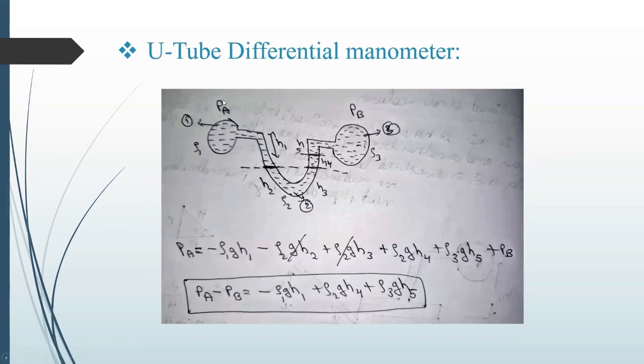First, let us know what is meant by the U-tube differential manometer. As you can see here, this is the U-tube shaped glass tube. One end is connected to one compartment and the other end is connected to another compartment. This compartment is rho 1 we will take, this is the rho 2 liquid, and this is the rho 3. It means they have different densities. Here from two sides the pressure is applied. This is the pressure A and this is the pressure B. When we open the knob, what will happen?